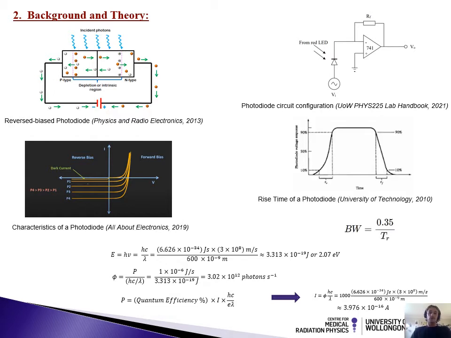The rise time of a photodiode can be defined as simply being the time required for the photodiode to increase its output from 10% to 90% of the final output level. Additionally, using this value, the bandwidth can be determined by dividing 0.35 by the rise time.